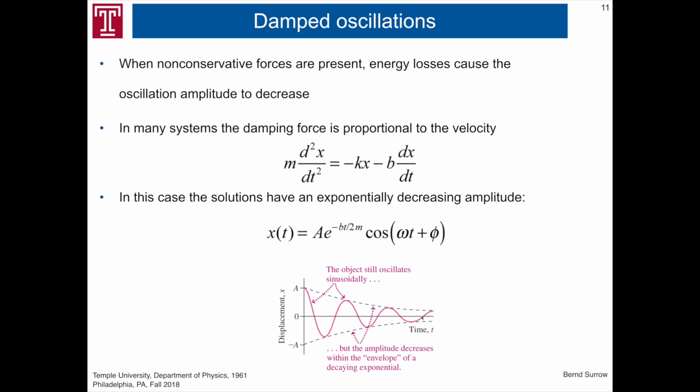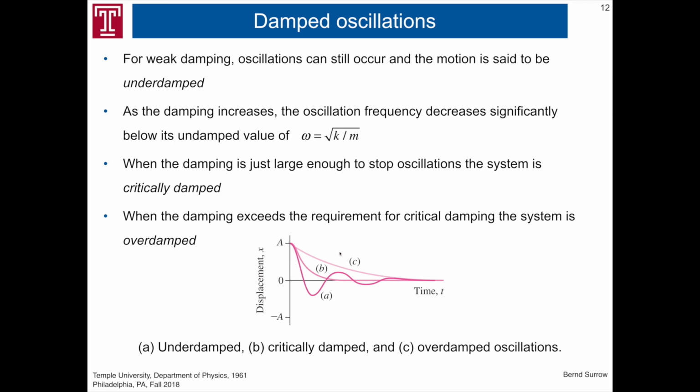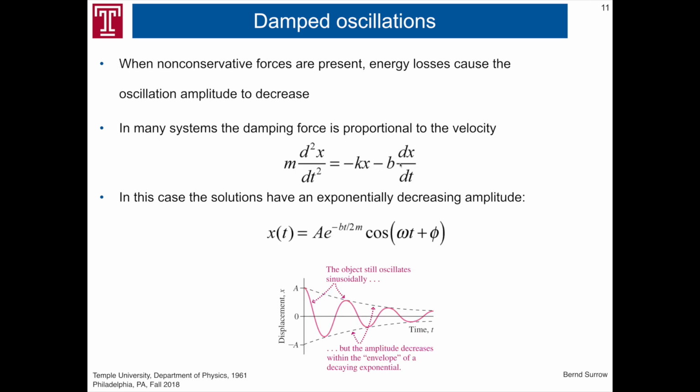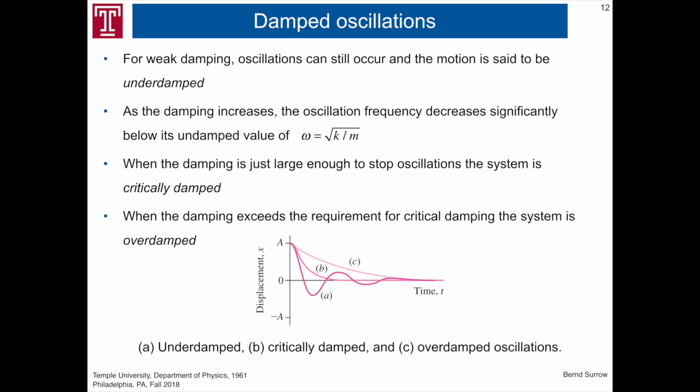Now, it depends very much on how much friction you introduce to that system, in addition, given a certain angular velocity of that system characterized by the spring constant k and m. One distinguishes typically three cases here. One which I've just shown you here, case A, is a so-called underdamped case. So for weak damping, oscillations can still occur and the motion is said to be underdamped. Now, as the damping increases, the oscillation frequency decreases significantly below its underdamped value.